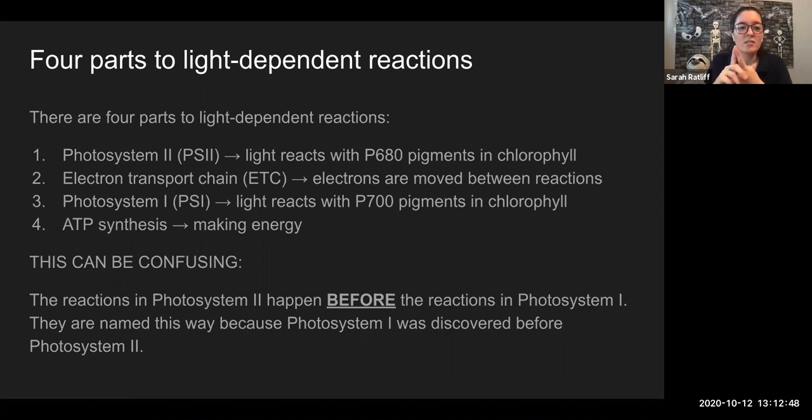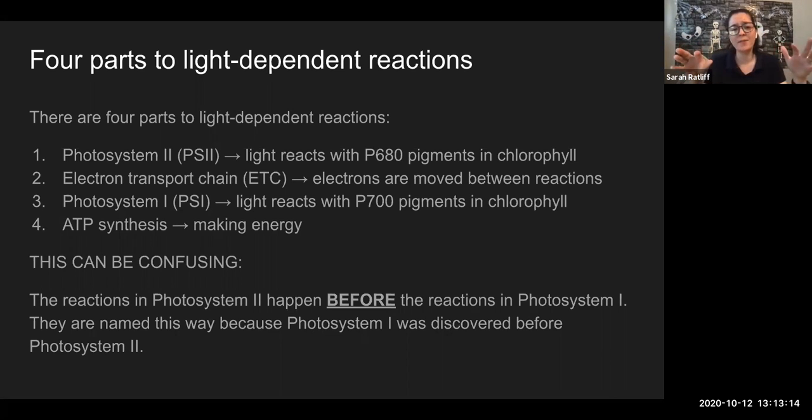We're going to start, this is counterintuitive, but bear with me. We're going to start with something called photosystem 2. I know, starting with 2, kind of weird. Then we're going to the electron transport chain, or it's often called the ETC. We're going to move electrons to our photosystem 1, and then we're going to end with ATP synthesis. We're going to make that ATP, or energy.